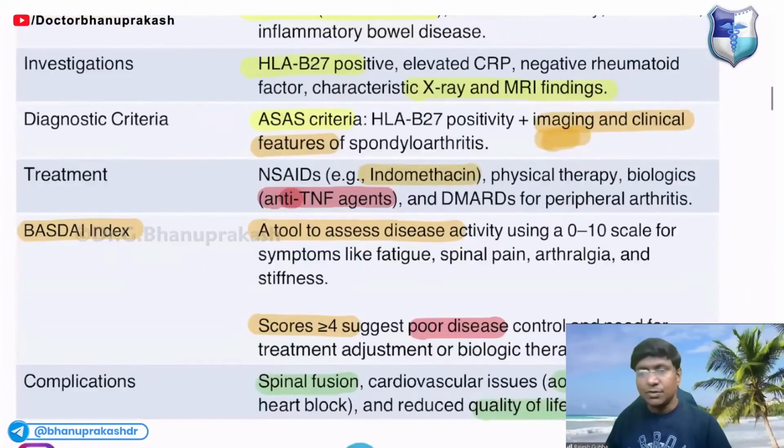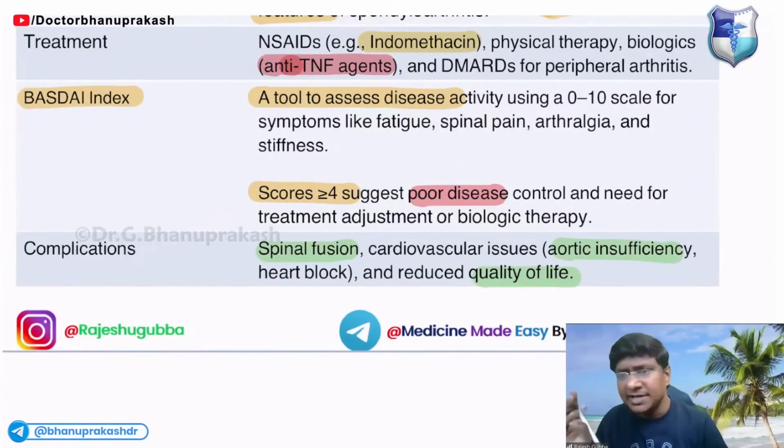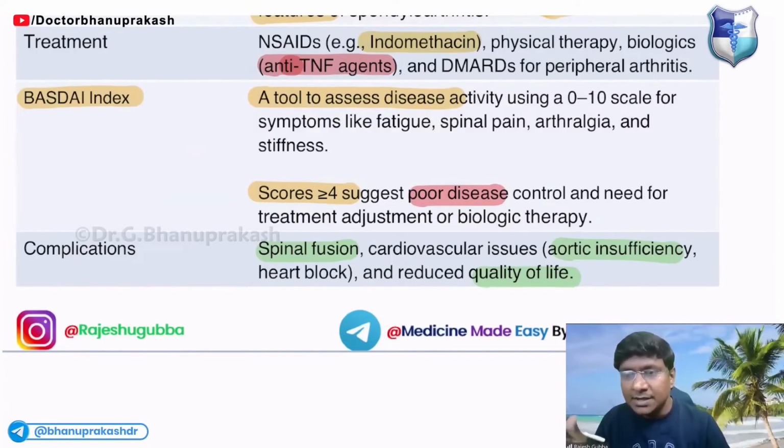Okay, so this is about ankylosing spondylitis. To quickly summarize: ankylosing spondylitis is a chronic inflammatory disease, and the spine and sacroiliac joint are commonly affected, right? It is a seronegative arthritis, so please remember the mnemonic PAIR. Ankylosing spondylitis is also a seronegative arthritis, which means RA factor will be negative. And the key association will be HLA-B27, right?